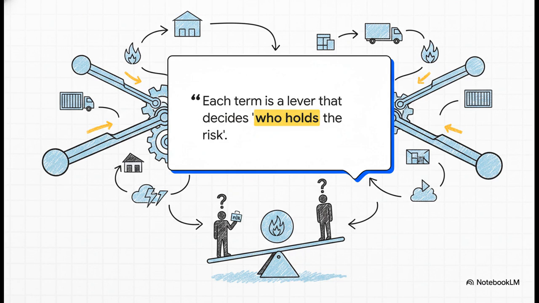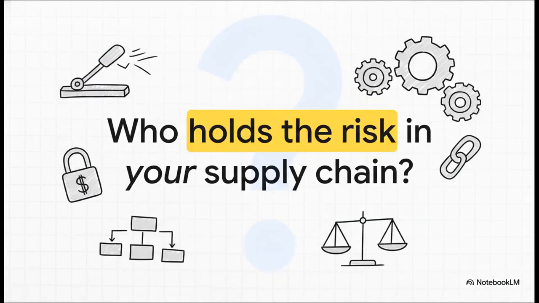When you boil it all down, it comes to this. Every one of these terms, these settings, these functions, they aren't just software features. They are the levers that you and your company use, whether you know it or not, to decide who holds the risk. So the final question I'll leave you with is this. In your own business, do you actually know where these levers are set? Are you intentionally designing where your risk lies? Or is the system just kind of making those multi-million-dollar decisions for you on autopilot? Who truly holds the risk in your supply chain?